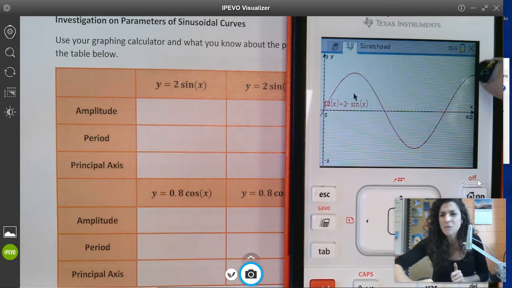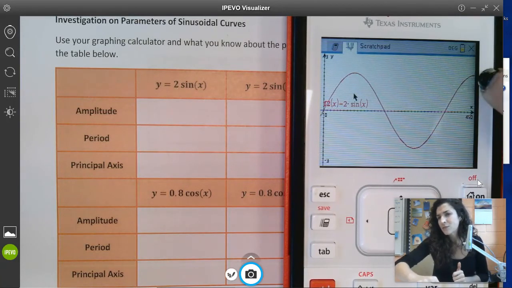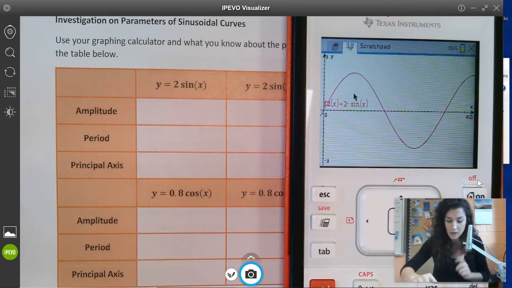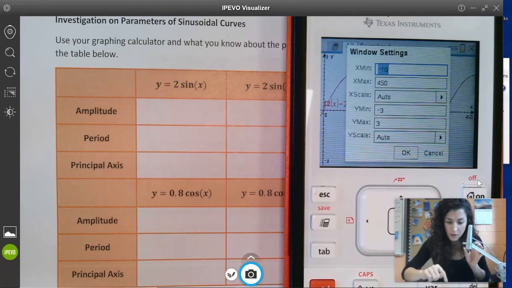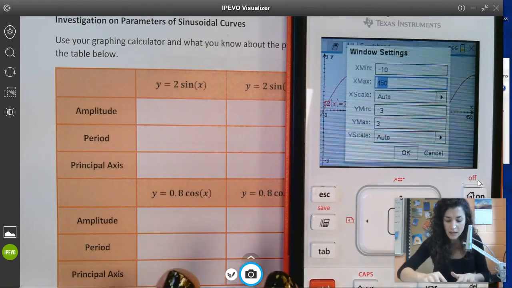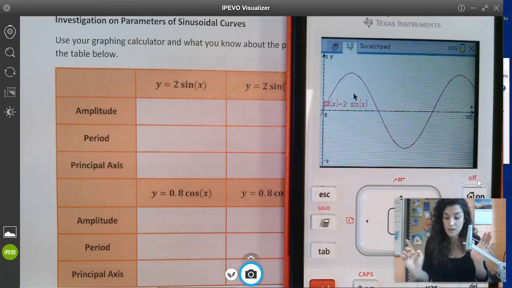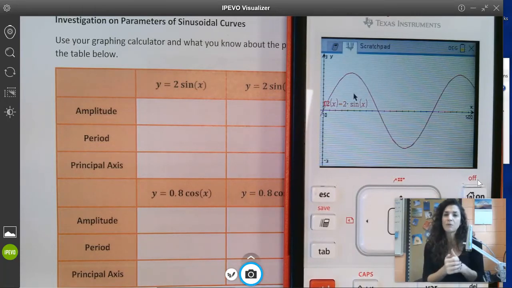Notice the maximum's not quite all the way there. So I don't know if I'm actually at the maximum or just barely there. So I'm going to just really quickly tweak one more thing with the window settings and do maybe like 500. And now I can definitely see that maximum there, and so I can get a full picture of this wave. So these are all things that you're going to have to do when you're graphing your trig functions.